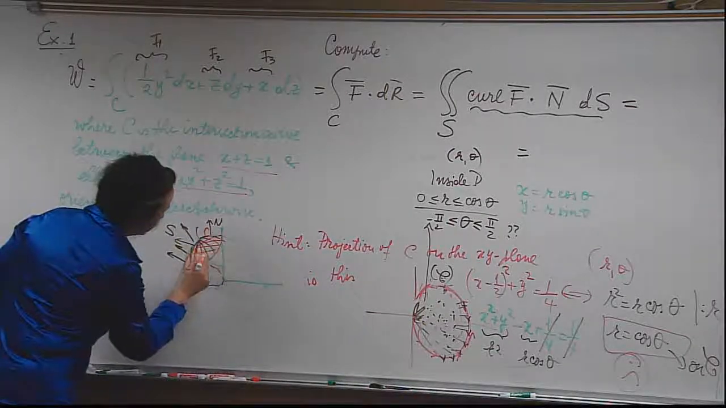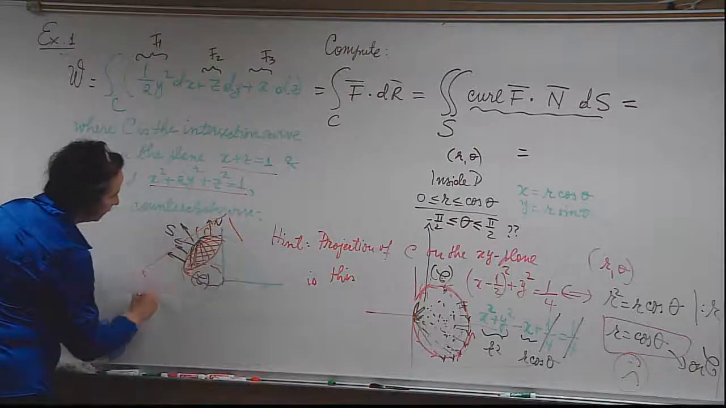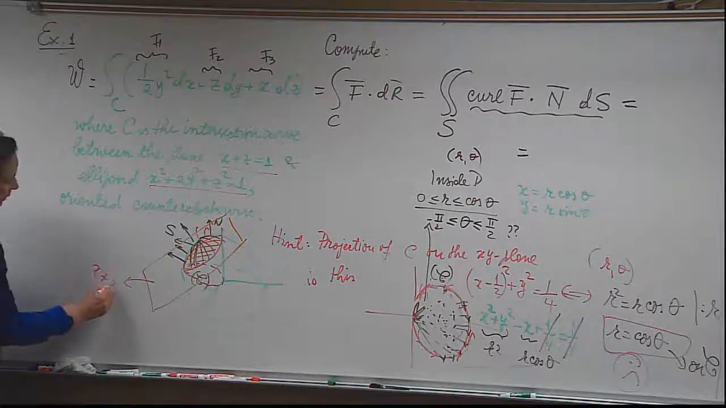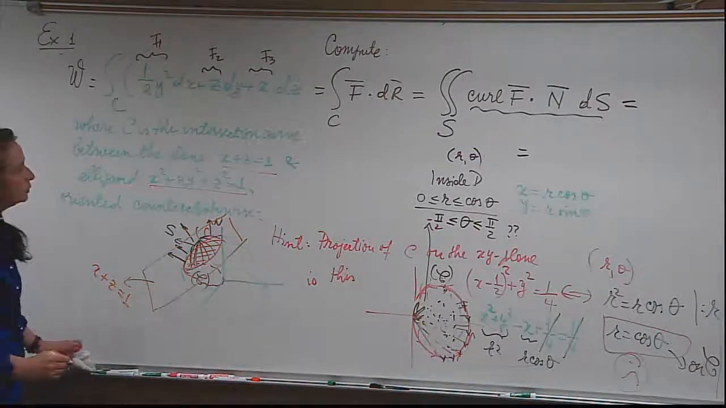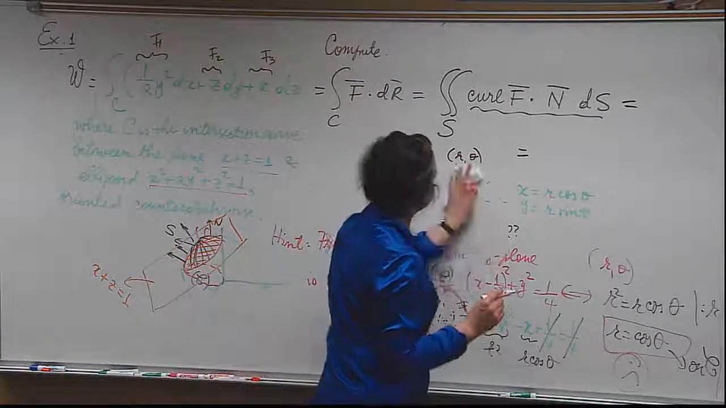Do you see it? That's going to be part of a plane. What is that plane? x plus z equals 1. So you guys have to tell me who n will be and who the curl will be.